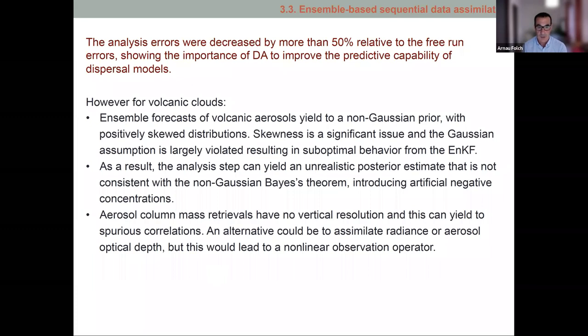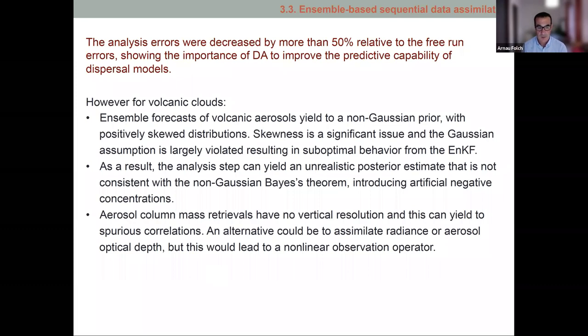It means that when we do the analysis, maybe we can have some, for example, artificial negative concentrations that we have to remove. And the origin of this is, again, the non-Gaussianity, okay?